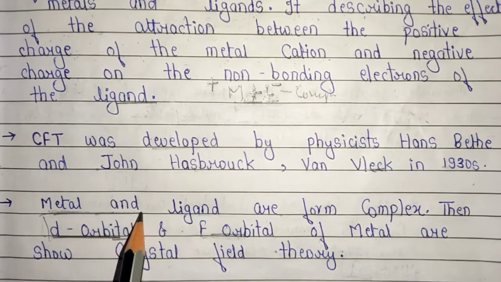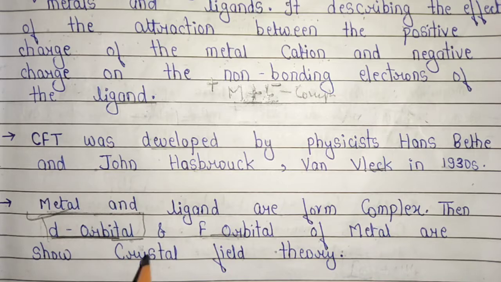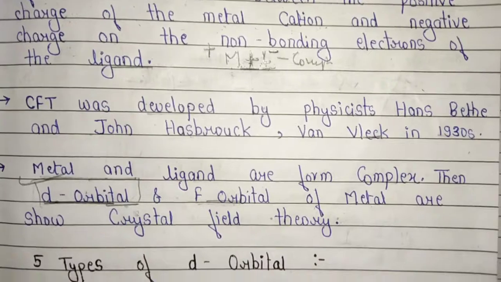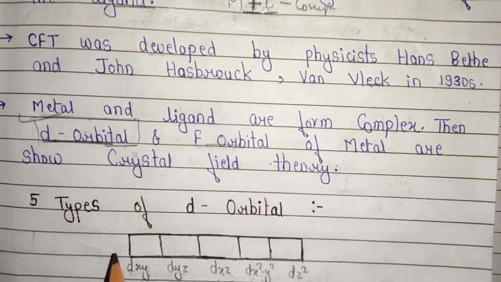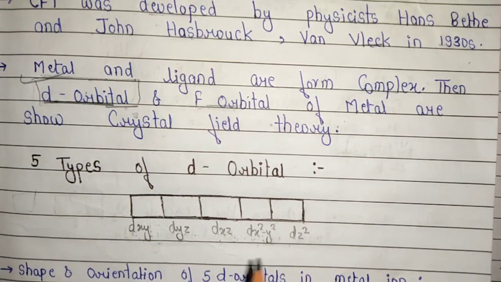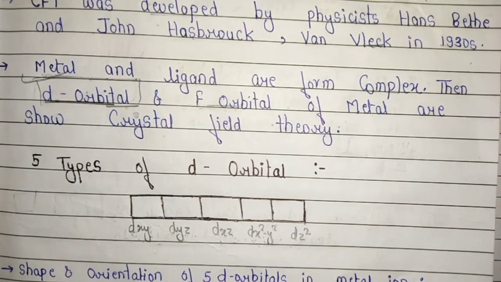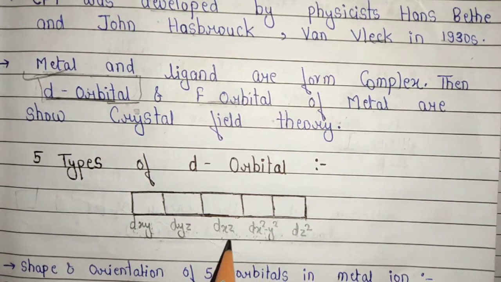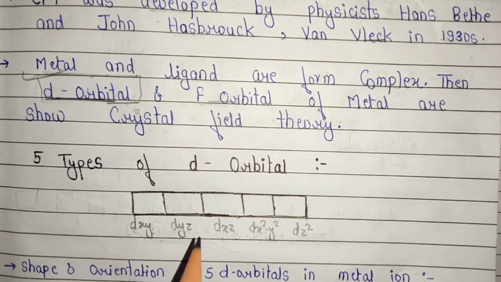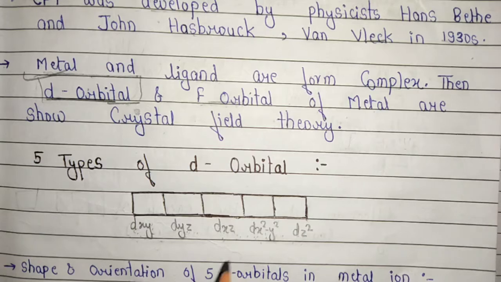So mainly in our syllabus we study d orbital splittings. The metal's d orbitals are mainly of 5 types, as you know: dxy, dyz, dxz, dx square minus y square and dz square. These are the 5 types of d orbitals. The shape and orientation of these are very important for crystal field theory. You need to know the orientation of these 5 types of d orbitals to better understand the crystal field theory concept.